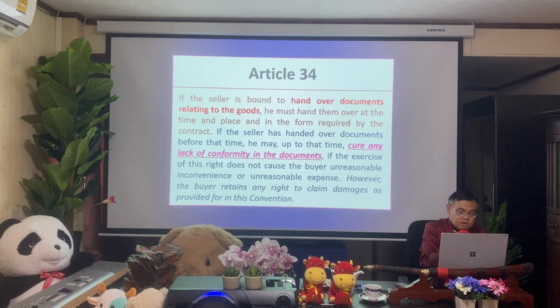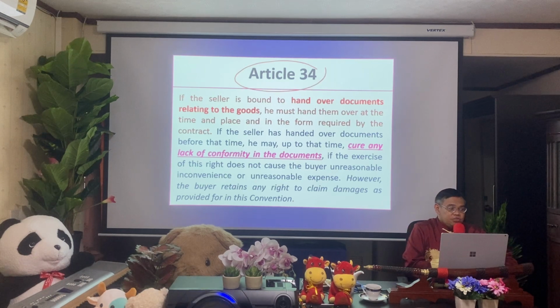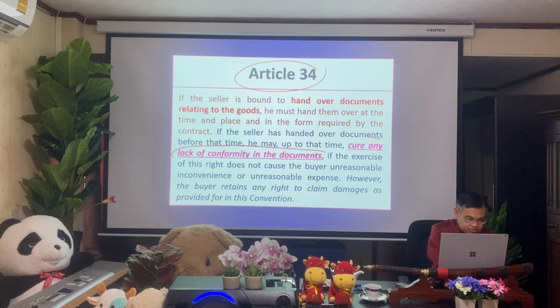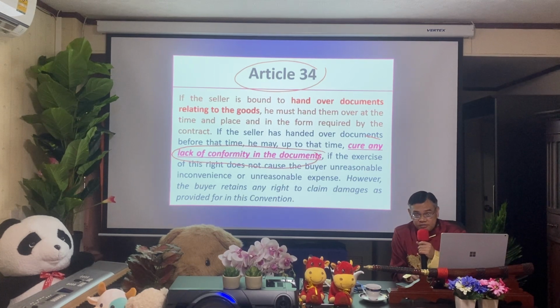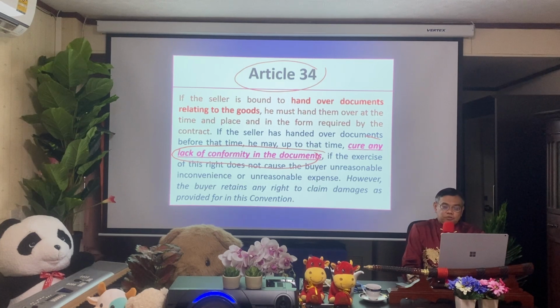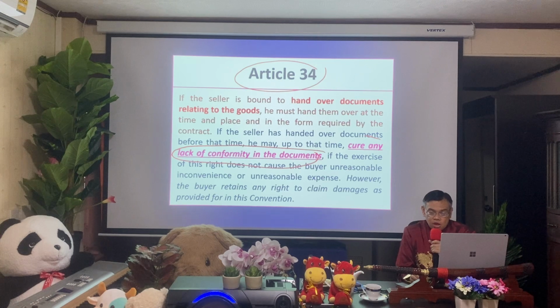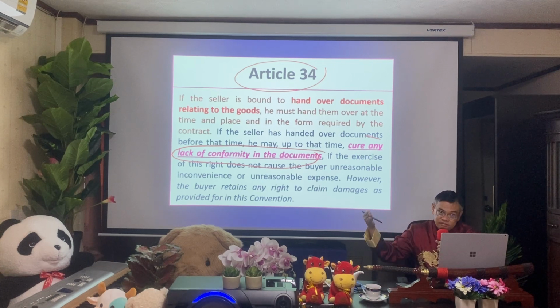If you look at Article 34, it talks about the right of the seller to cure any lack of conformity in the documents, even though the documents relating to the goods do not conform with the contract. Maybe the documents which are handed over by the seller to the buyer are not correct documents. In this case, the seller may cure those non-conforming documents, maybe by handing over new and correct documents to the buyer.